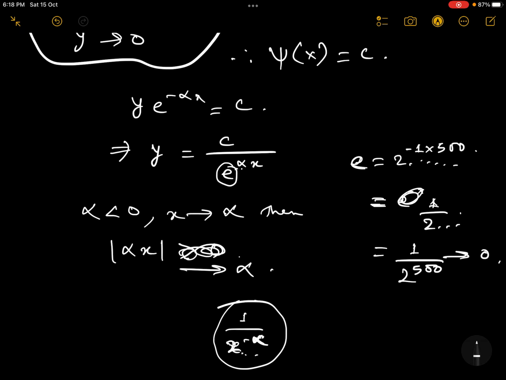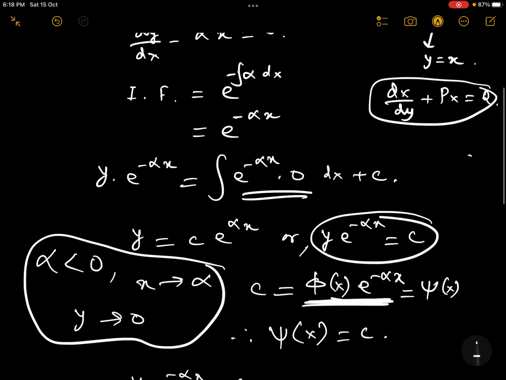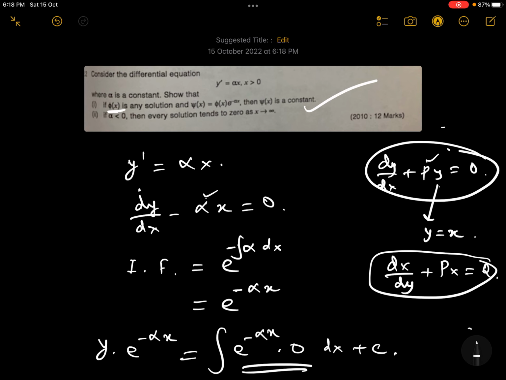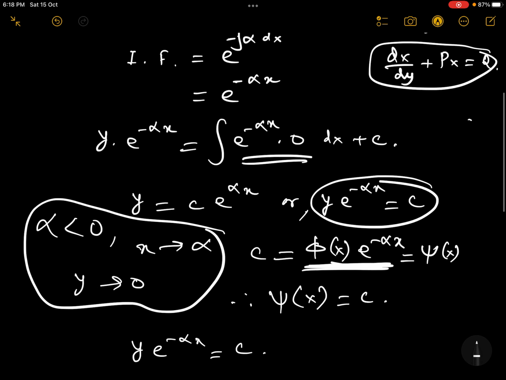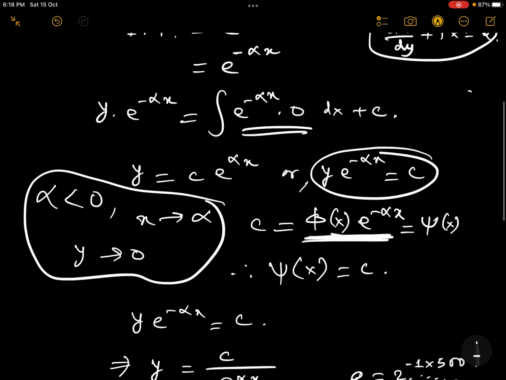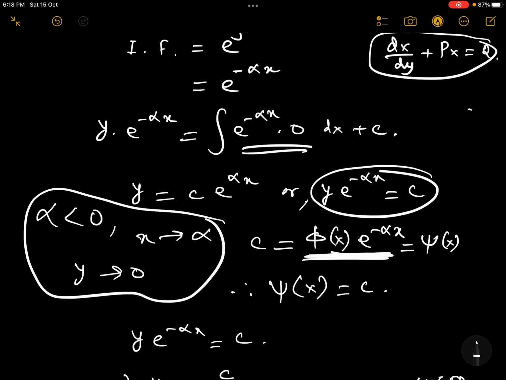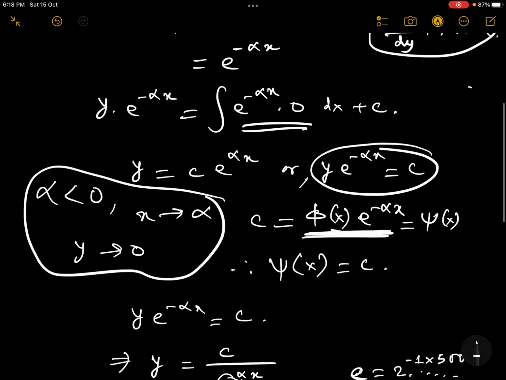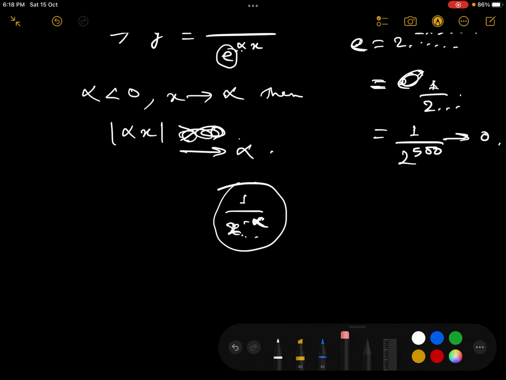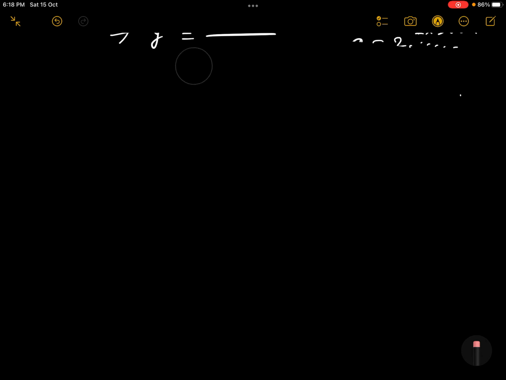Negative 1. Okay, x tends to infinity. Yup, this is a very big number, but this is negative, so c by this e power a very big number, no? Big number, then this is tending to 0. Okay, let's stop discussing. I hope you understood it completely.